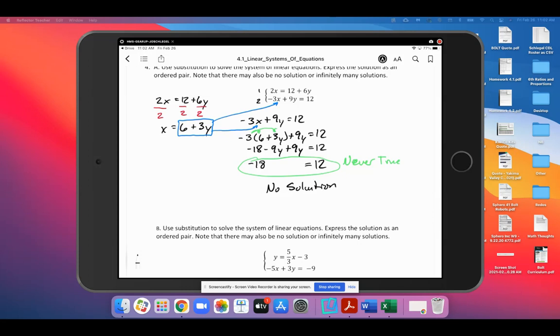And if we were to graph this, the way that it would end up looking in the graph, again, I've mentioned this previously, is that we would have two lines that would be parallel to each other, and they would never intersect. That's how it would appear graphically. The way that it appears here in the system is that we end up with a statement that is never going to be true, like negative 18 equals 12, and that is an example of no solution. I'll pause here before moving on to the next.